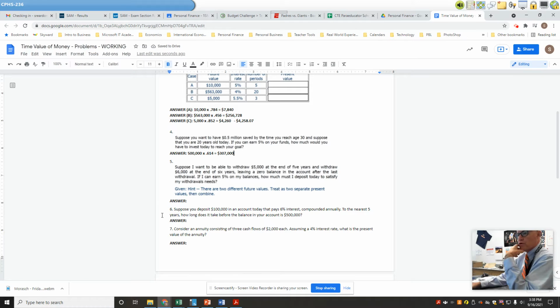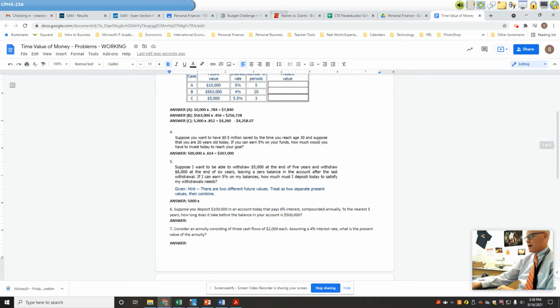Next, suppose I want to be able to withdraw 5,000 at the end of 5 years and withdraw 6,000 at the end of 6 years, leaving a zero balance in the account after the last withdrawal. If I can earn 5% on my balance, how much do I deposit today to satisfy my withdrawal needs? Well, we're talking in 5 years, I'm going to withdraw 5,000, correct? So I'm going to have 5,000 times, what's my discount rate?